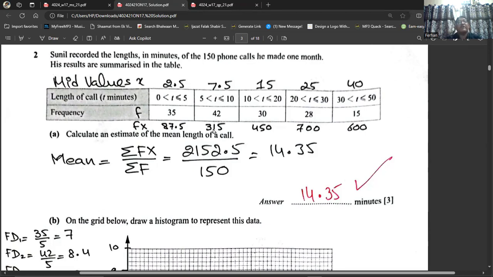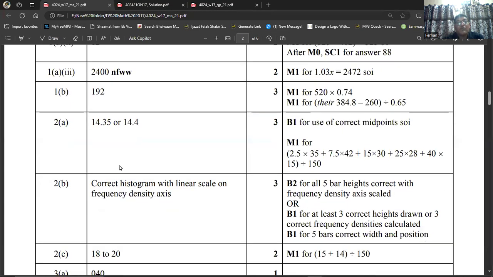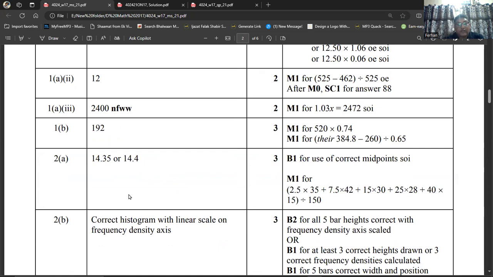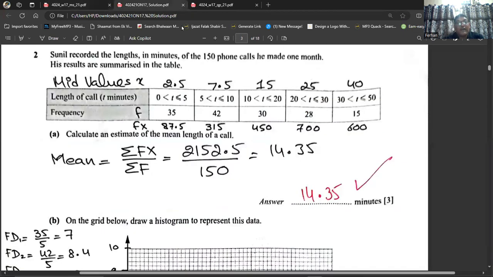So to calculate an estimate of the mean length of the call, the mean is the summation fx divided by the summation f. So for the summation fx, we will add up these fx values. So 87.5 plus 315 plus 450 plus 700 plus 600, and that will be 2152.5. And the summation f is the sum of the frequencies, and that is 150. So 2152.5 divided by 150 will be 14.35. So the mean is 14.35.